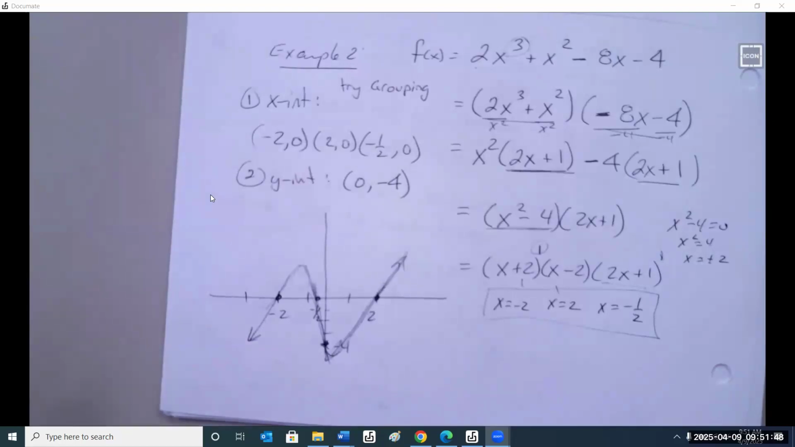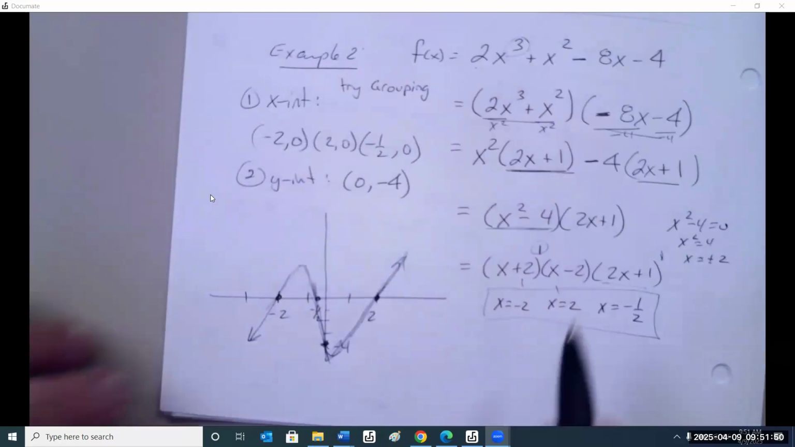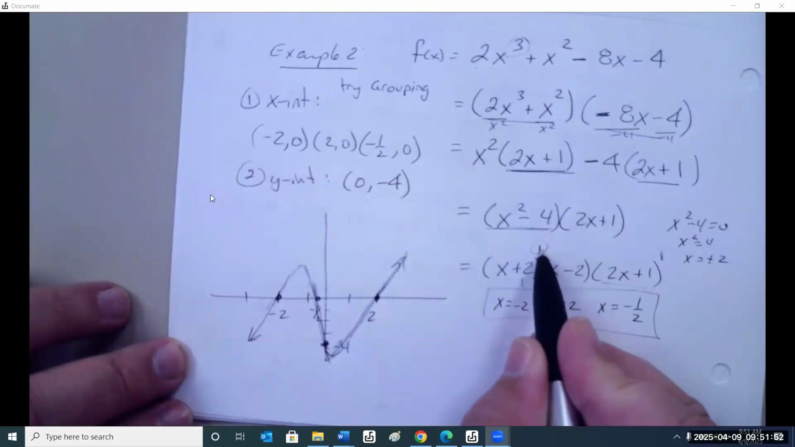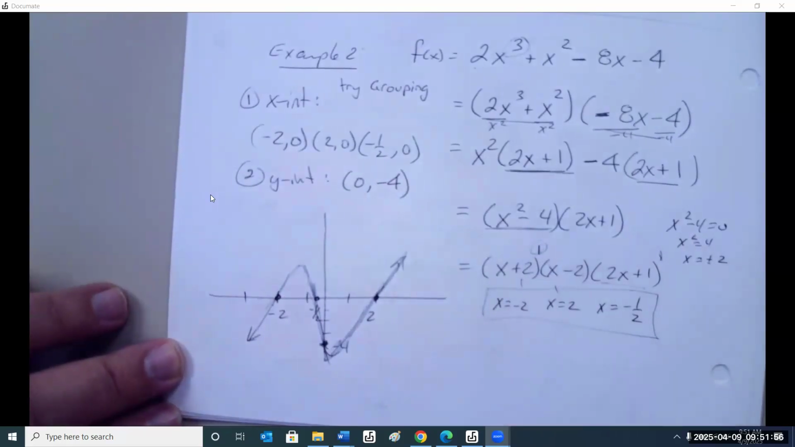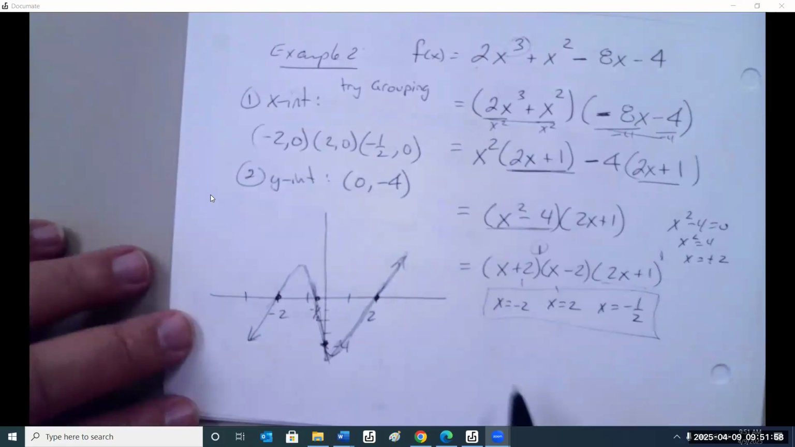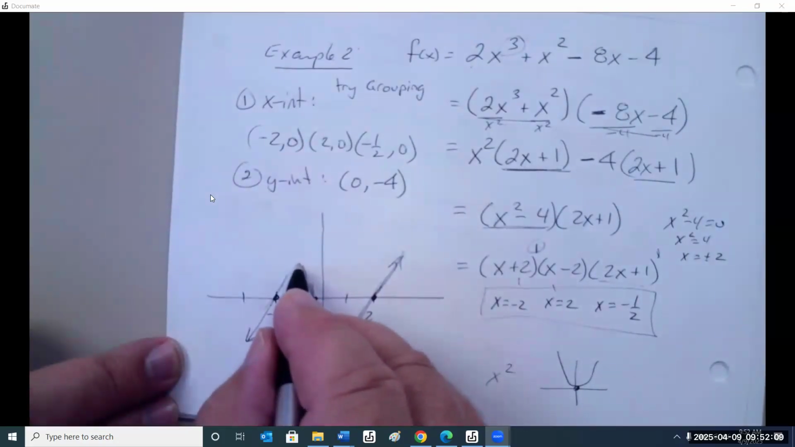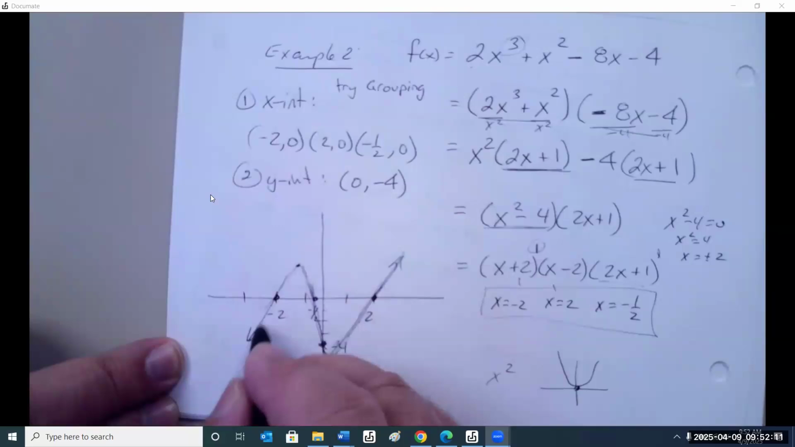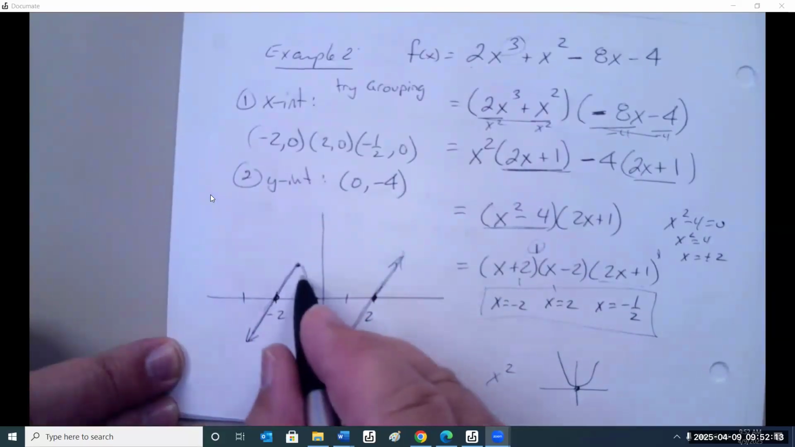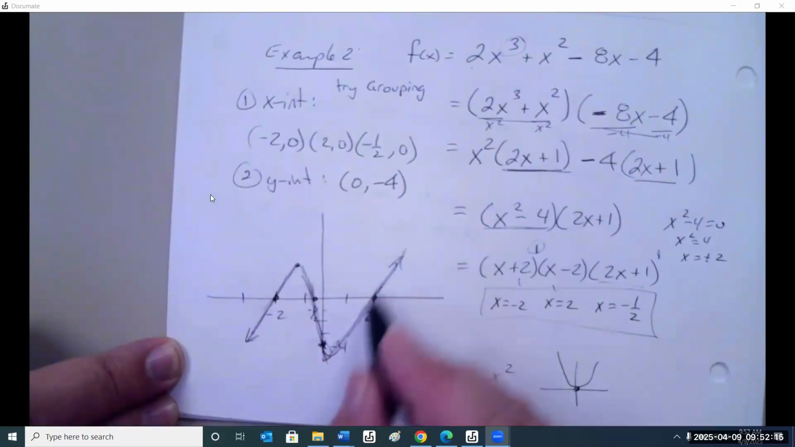If it's even, it bounces. If the multiplicity is a 2 or a 4 or a 6, if it's an even integer on the multiplicity, then it bounces. But think about the function x squared. It's at 0 and it bounces. And wherever the vertex is, you know it's increasing here, it's decreasing here, and it's increasing there.